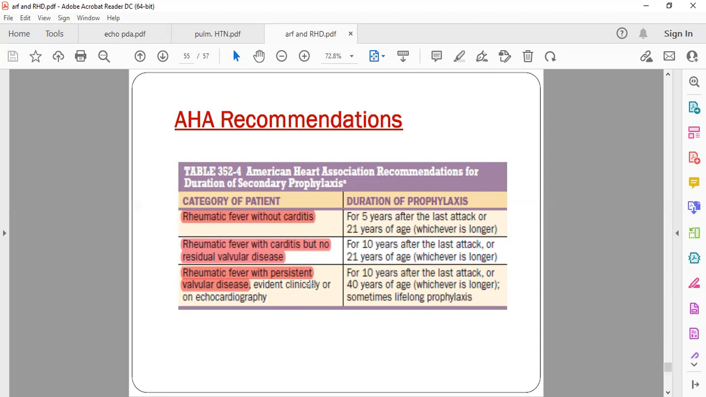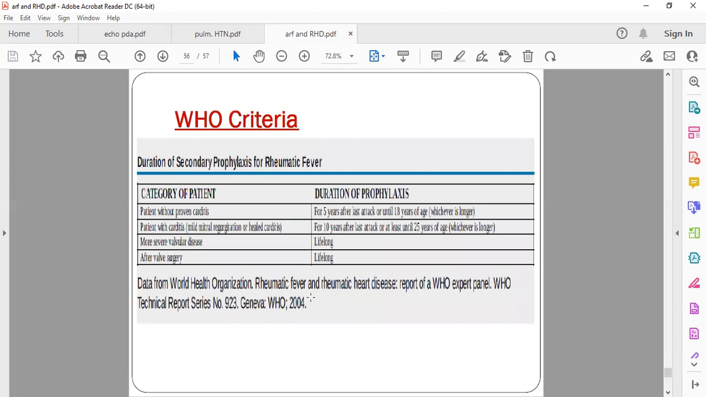If your patient has persistent valvular disease with symptoms or features of stenosis or regurgitation due to rheumatic heart disease, then you should give it for either 10 years or until 40 years of age, whichever is longer, that has to be preferred. That is AHA recommended. WHO has different goals.